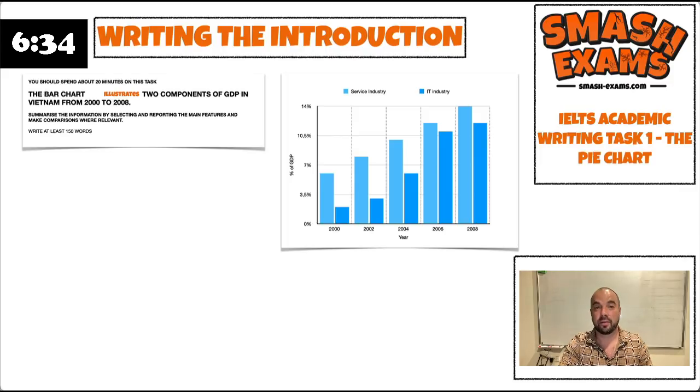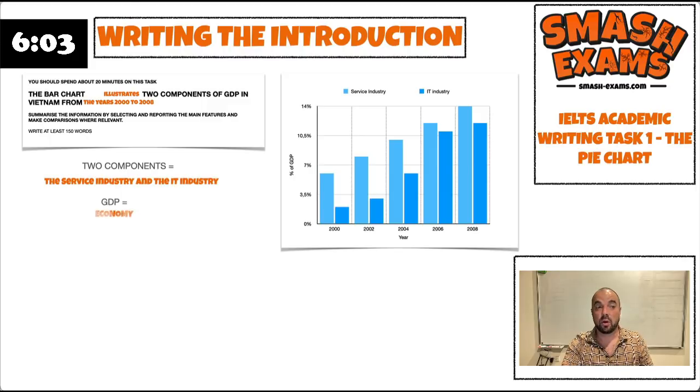Look for other words that can be paraphrased, such as here, 2 components in the question could be changed to the names of the actual 2 components, which are the service industry and the IT industry. Next, we can change from 2000 to 2008 to from the years 2000 to 2008. It's a very small paraphrase, but it will get you the points. You then need to find other things you can use a synonym for. For example, in this question, I've changed GDP to economy.